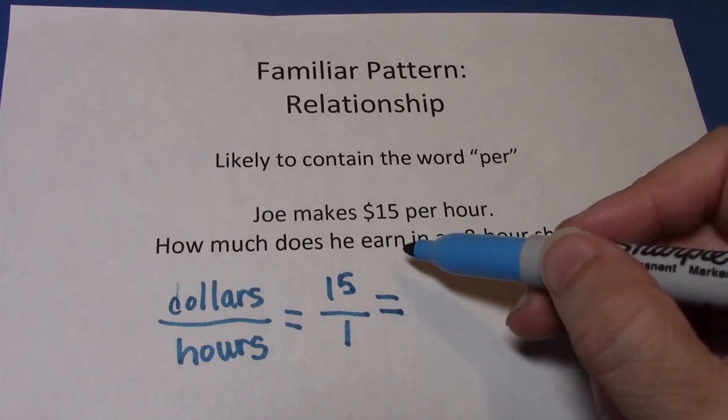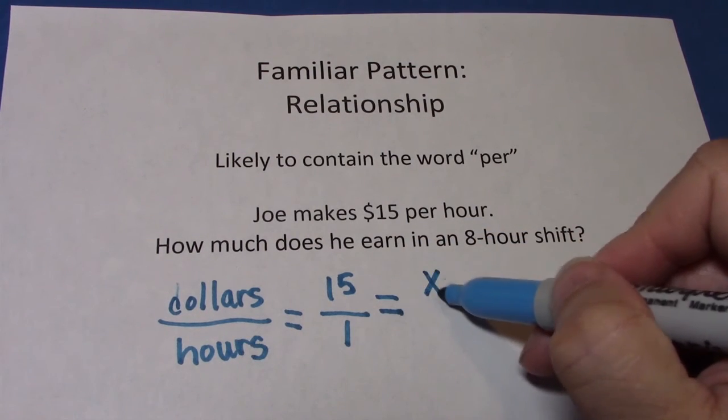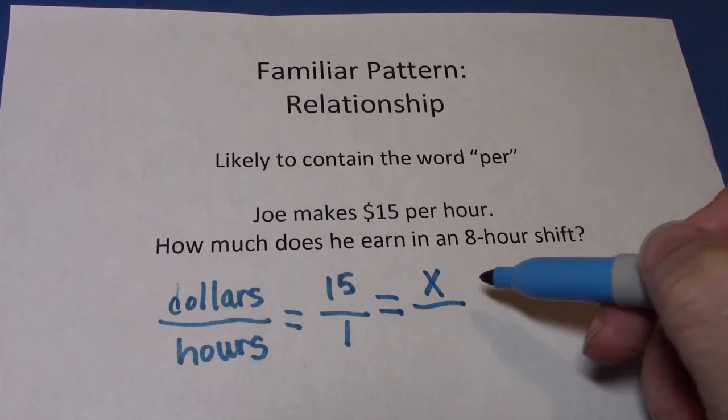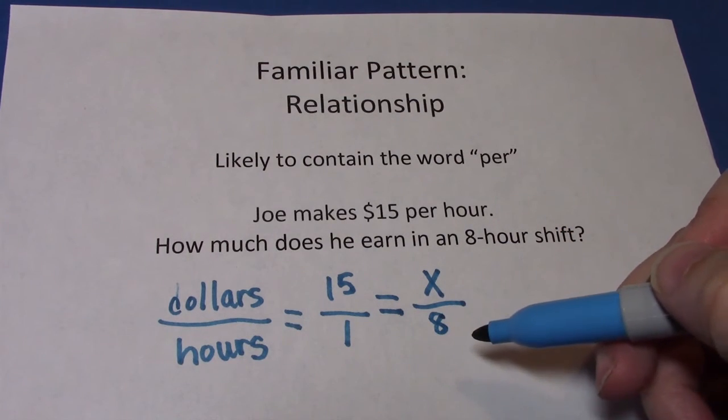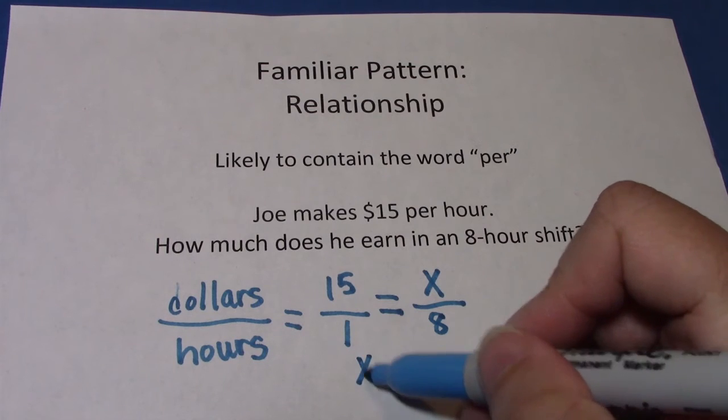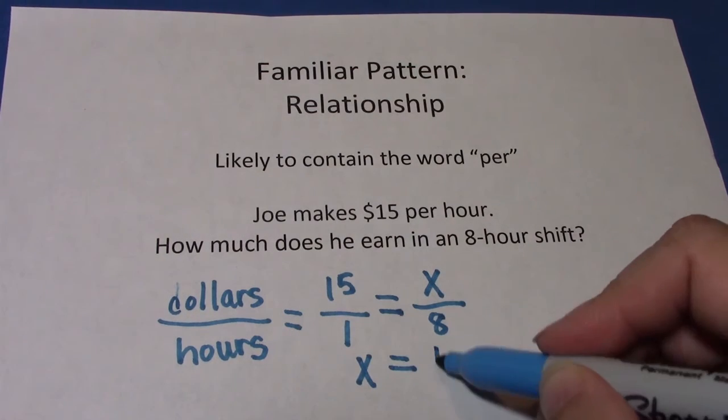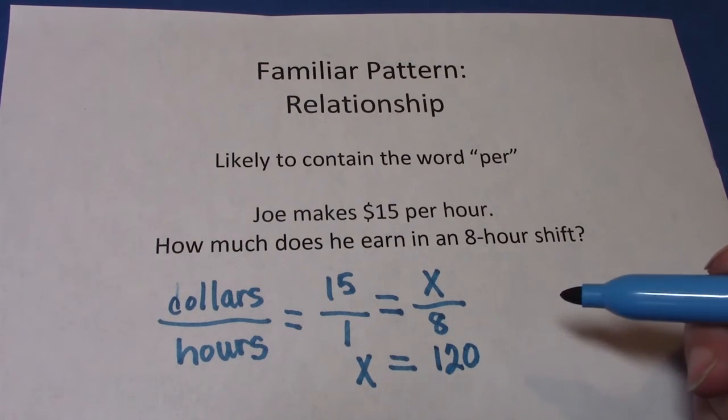How much does he earn? That's dollars. That's what we're looking for. That's x, the unknown, in an 8-hour shift. 8 hours is on the bottom. We cross multiply and we get $120.